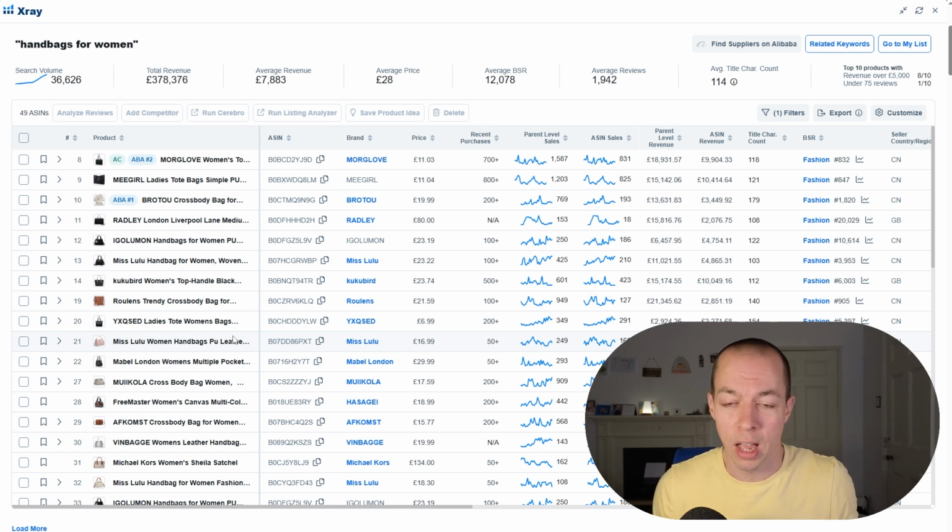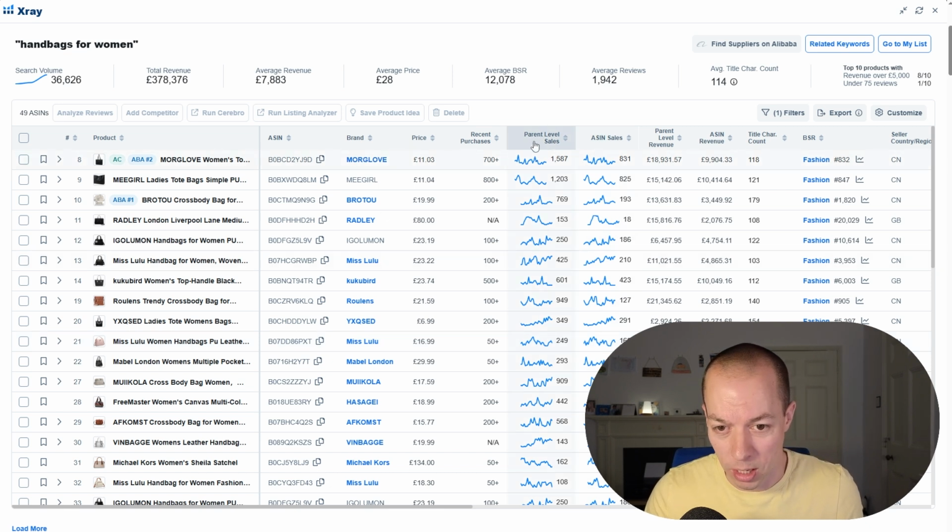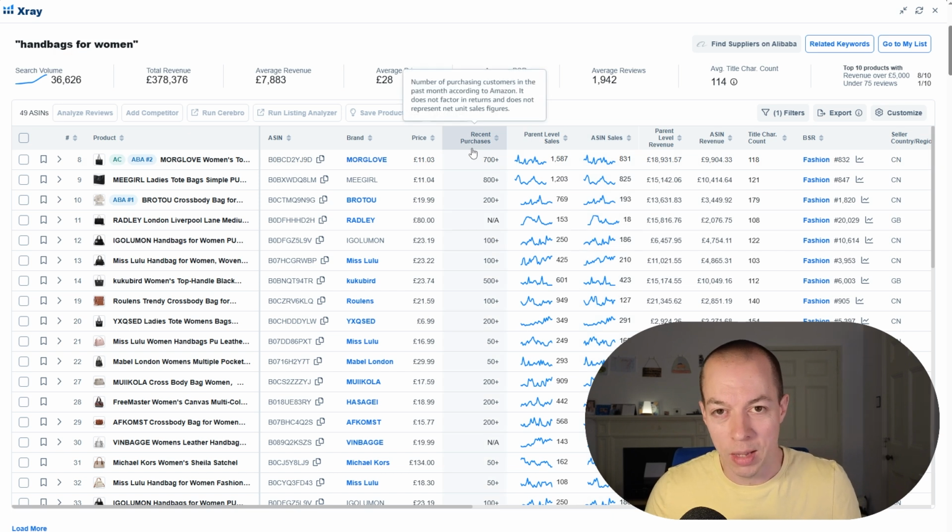So I generally avoid niches where there are lots of variations, as it can be very, very difficult to compete. I don't mind if there's a couple of products with variations, but in a niche like this, where if you look at these columns here, parent versus ASIN, there is a discrepancy in pretty much every single listing. So all of these listings have got variations. I would stay well clear of that. So keep all of those things in mind when you are looking at the sales estimates for any particular niche.